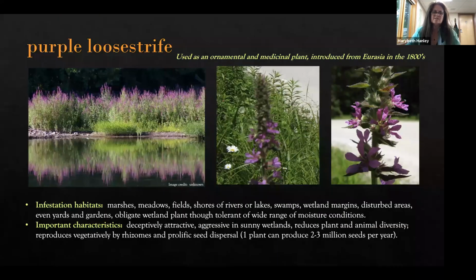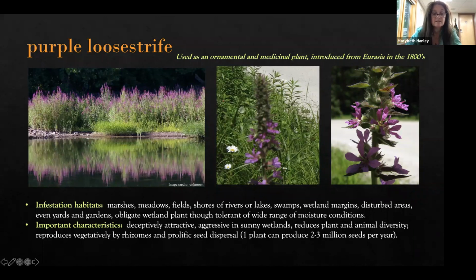There's a couple of plants that are subshrubs that are very invasive, and one is the purple loosestrife. And it's very beautiful. Look how beautiful it is. You can see why people wanted to plant it. It's an obligate wetland plant, though you can see it in a bunch of different mesic situations, like on the side of the road that doesn't seem like it's wetland, but it's kind of moist. It can even grow in gardens and people's yards. It's very aggressive in sunny wetlands.